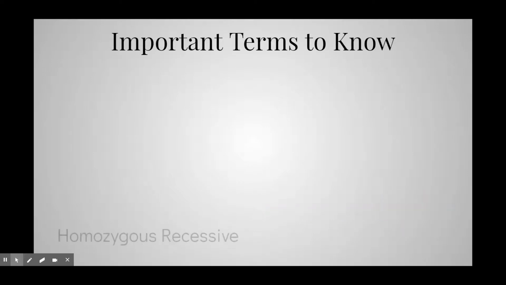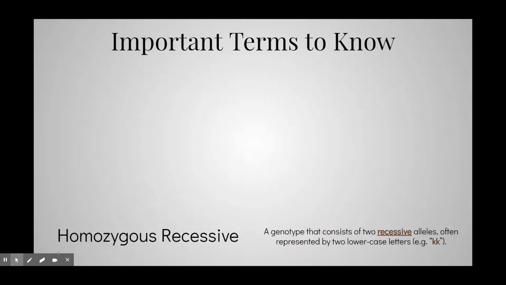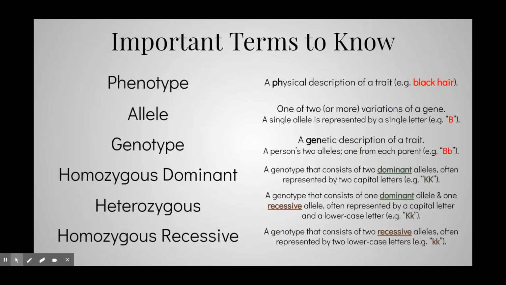Now we can also describe genotypes as being homozygous recessive. This is a genotype that consists of two recessive alleles, often represented by two lowercase letters. We want to be aware of the fact that the prefix homo means same. So if I'm homozygous dominant, that means I have two of the same alleles and they are both the dominant allele. Homozygous recessive means I have two of the same allele, but they are both recessive. They're both lowercase. And then hetero as a prefix means different. That means that my two alleles are different.